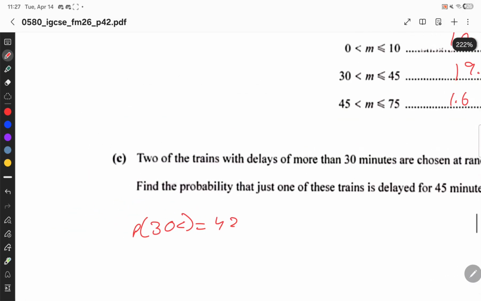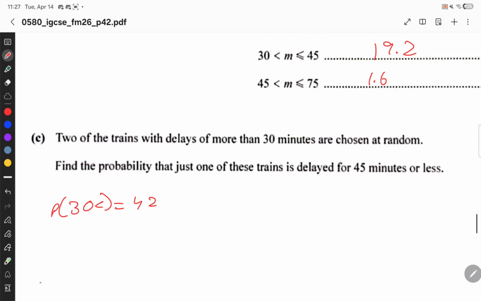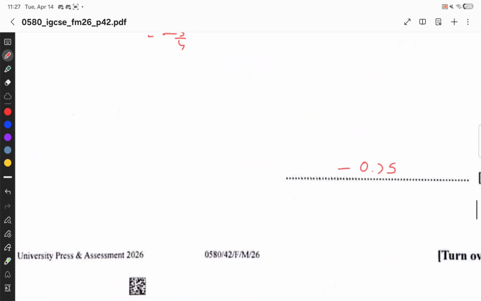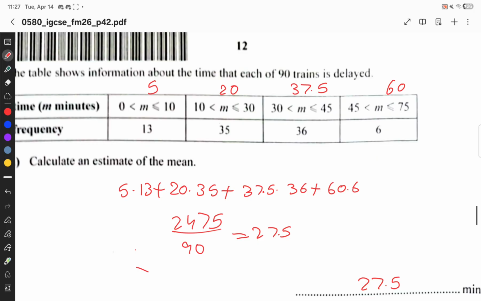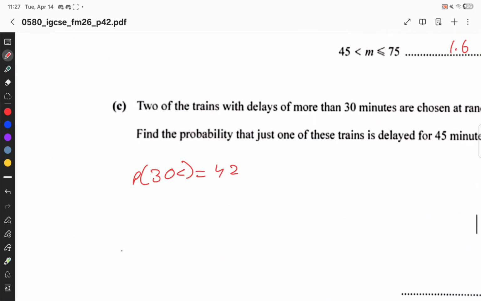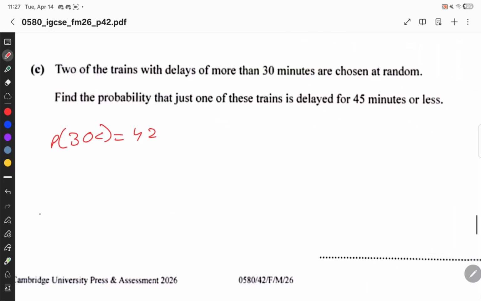Trains are chosen at random. Find the probability that just one of these trains is delayed for 45 minutes or less. For 45 or less, out of the 42, we need 36 to be delayed. So 36 is in the range 30 to 45, so the answer is 36 over 42. This is reading the question.